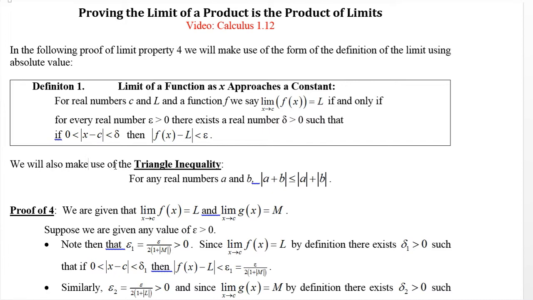And we're also going to make use of the triangle inequality. This is an important property with numbers. For any real numbers a and b, the absolute value of a plus b is always less than or equal to the absolute value of a plus the absolute value of b. In fact, if a and b have the same sign, you get equals here. But if they have opposite signs, one's positive, one's negative, then you get something smaller on the left than you do on the right, so that it's strictly less than.